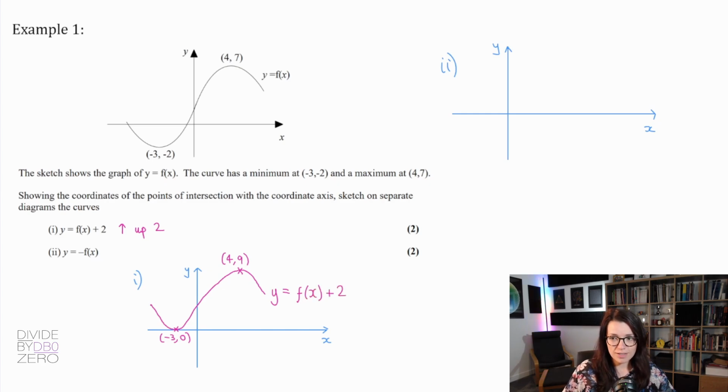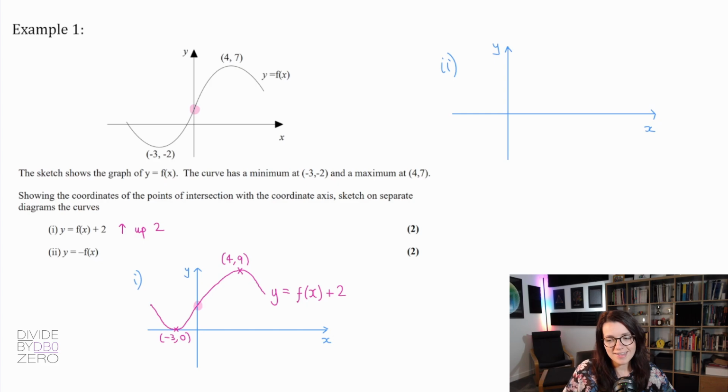Because we weren't given the original intersection with the y-axis in the question, we can't really see where that new intersection point is going to be on the y-axis in the translation. So it's good enough in this case to just give the new coordinates of the minimum and the maximum point.